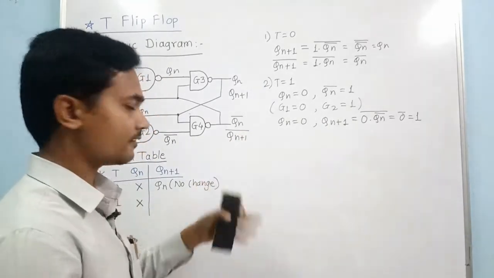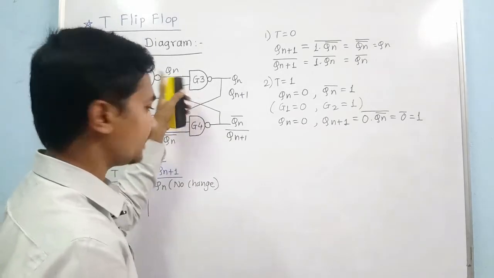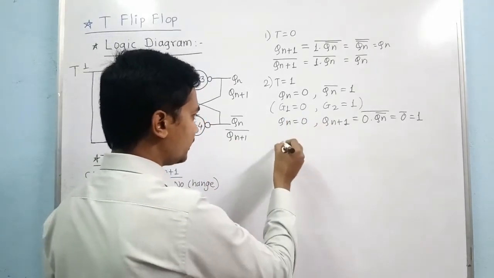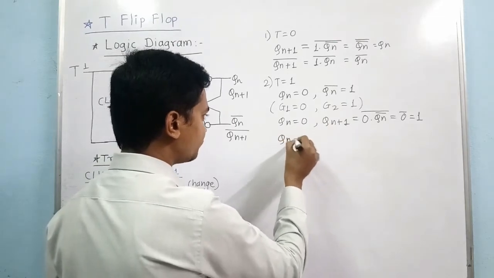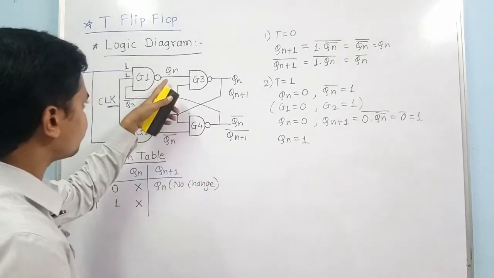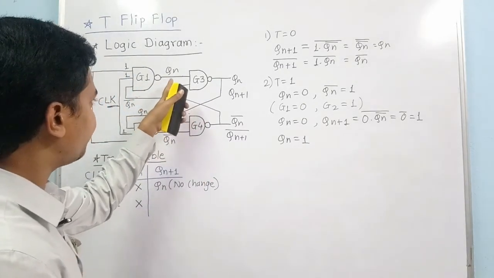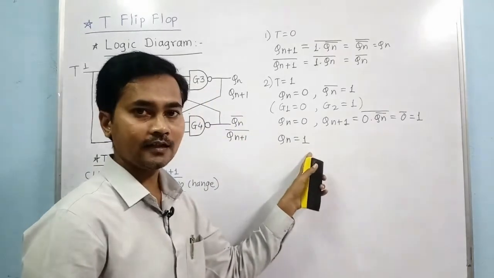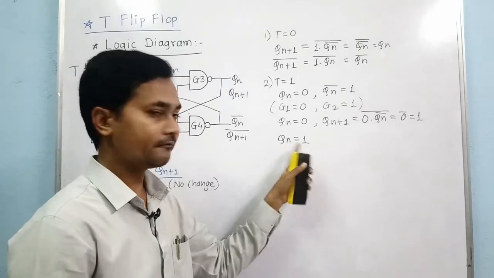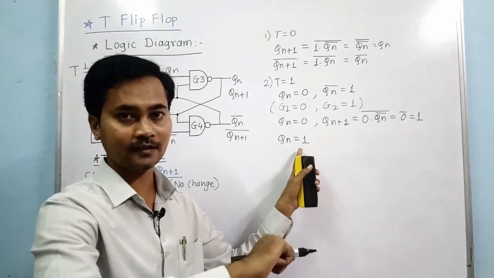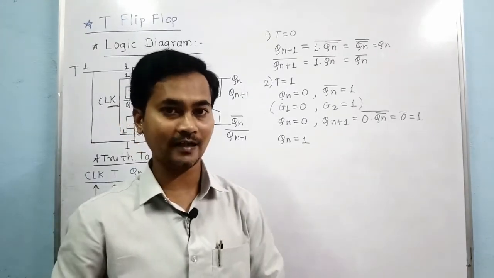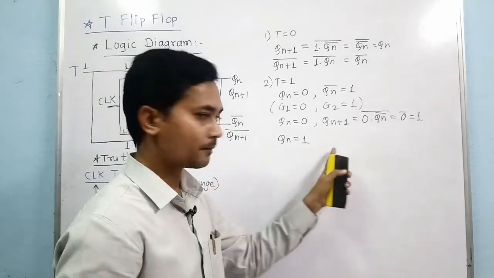Now let us consider if Qn equal to 1, that means I am talking about G1 equal to 1. In that case, if any input of a NAND gate is 1, it is difficult to find out the output of the NAND gate, because the exact output is dependent on the other input of the NAND gate. So here we cannot obtain the value.